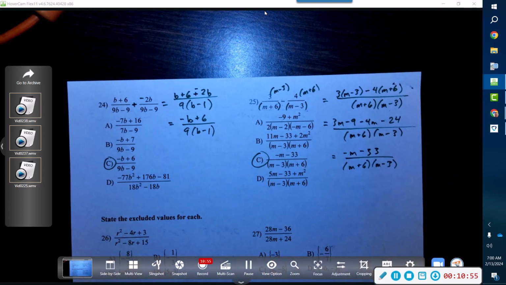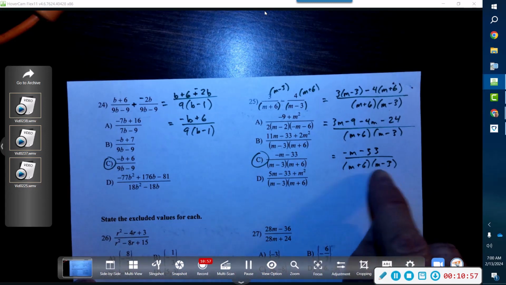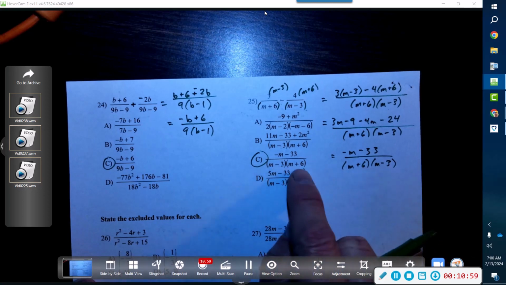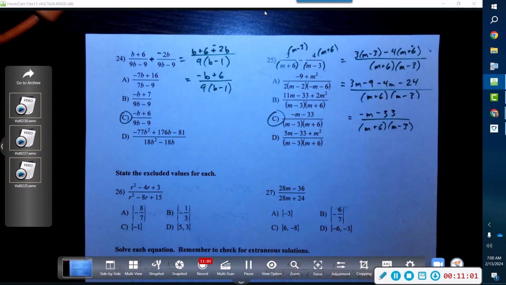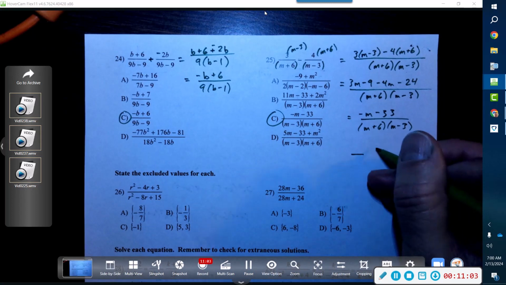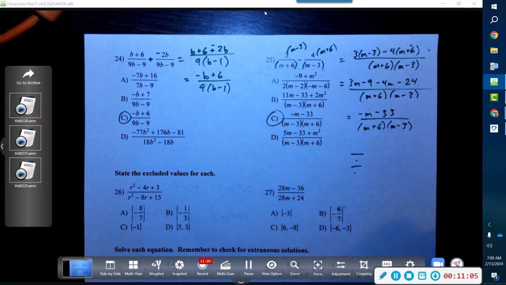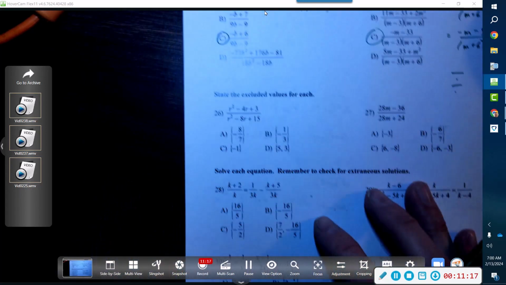And notice that this order doesn't matter because of multiplication. Order only matters with subtraction and division. Order is important, okay? But with addition and multiplication, it's called commutativity. All right, there we go.